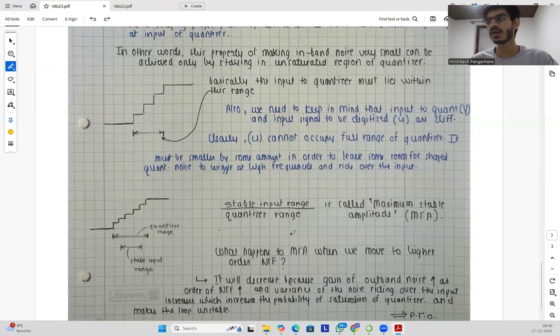So this is all about the stability of the delta sigma modulator. And then obviously we have to make trade-offs depending upon MSA and other factors.